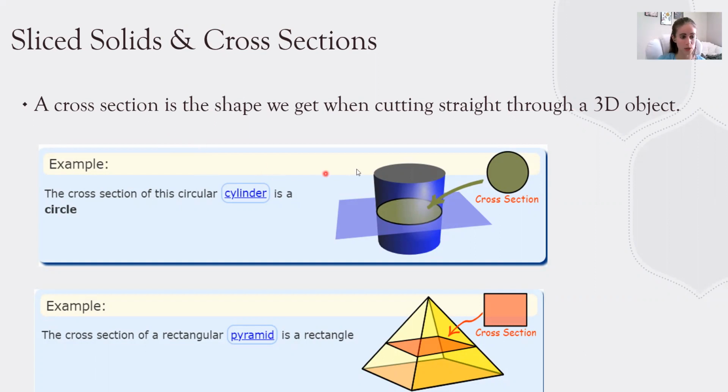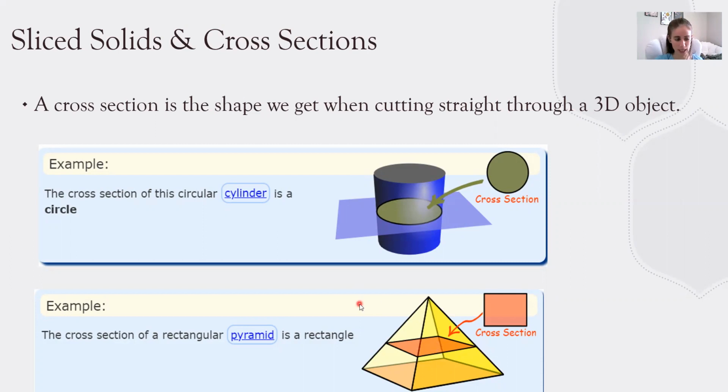So if we have a three-dimensional object, in this case, a cylinder, and we slice it, cut straight through it horizontally, that's what this blue rectangle is, then when we take those two pieces apart, the shape that's left over is going to be a circle. That circle is called your cross-section. So your cross-section is the shape created when you cut and open up a 3D object.